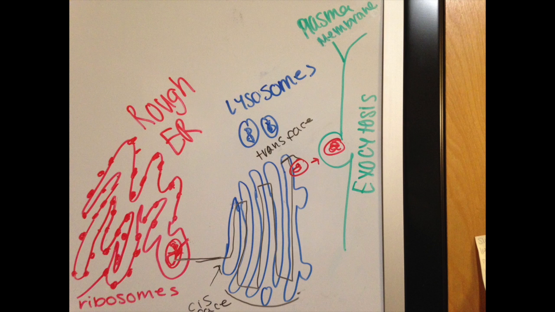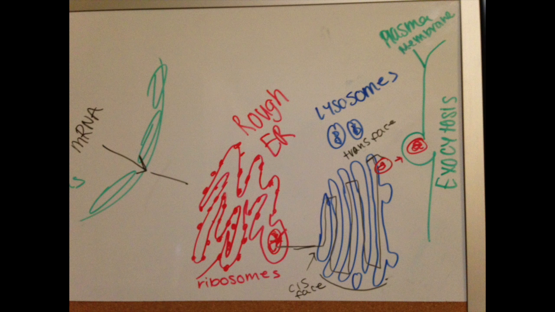The protein enters at the cis face, then exits at the trans face by secreting vesicles or lysosomes. Lysosomes contain digestive enzymes, and secreting vesicles exit the cell by exocytosis. Exocytosis is the release of cytoplasmic materials by fusion of the membrane vesicles with the plasma membrane.